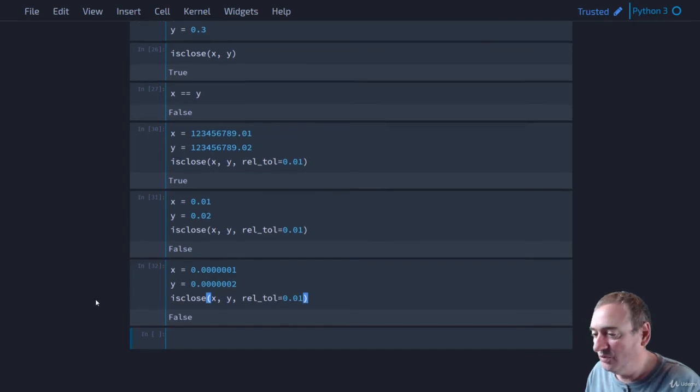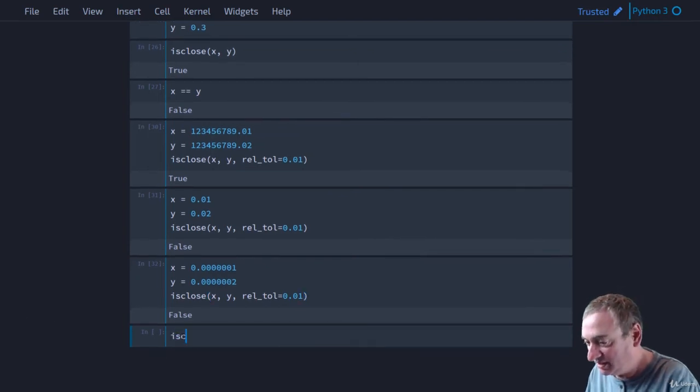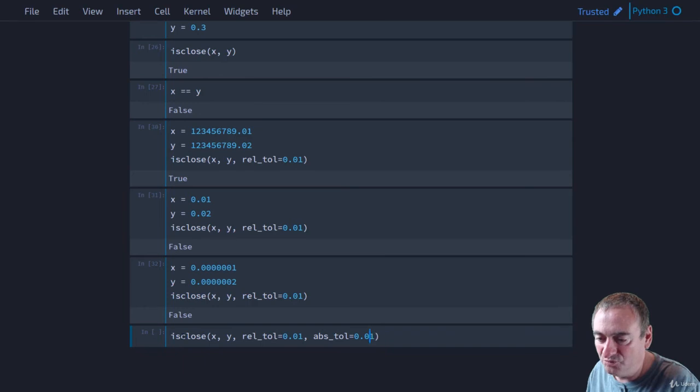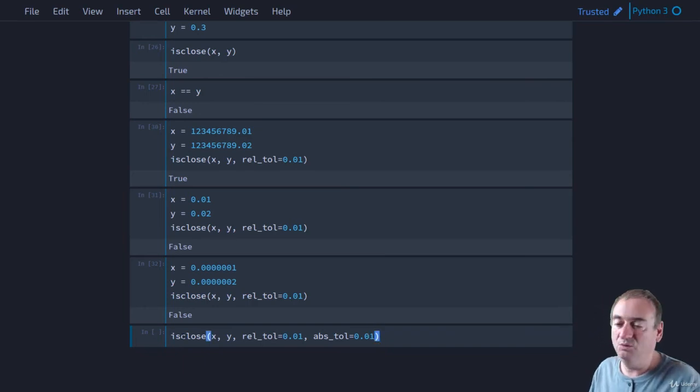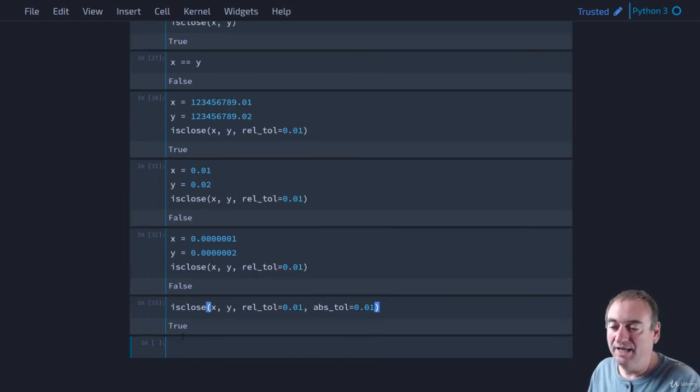Okay, so what we can do here to fix this is to use the isClose method again with x and y. We'll leave our relative tolerance equal to 0.01, but now we're going to specify an absolute tolerance as well. And let's say that we want the absolute tolerance to be also within 0.01 of each other. And so now we get that it's true.